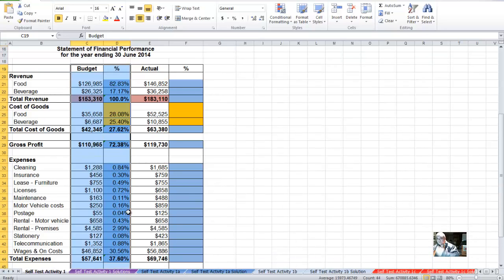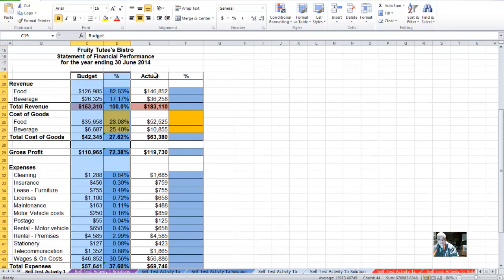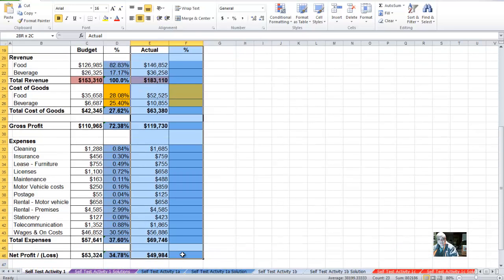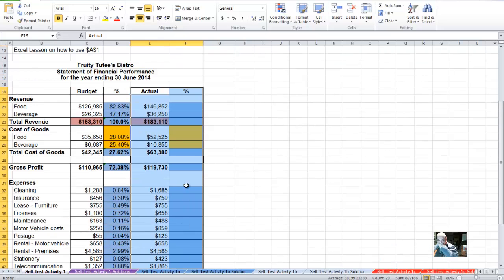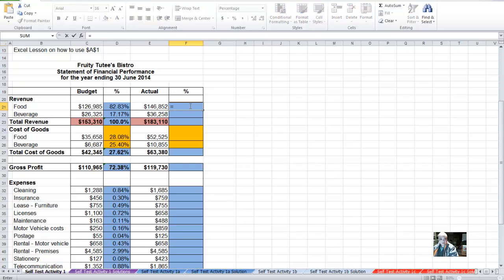And then over time, we've got our actual results. What really happened? This was just our forecast, or our educated guess. And this now is the actuals. This is what really happened after we did a year's worth of trading. And again, it's the same process. Equals actual this time instead of budgeted, divided by total revenue. Enter.